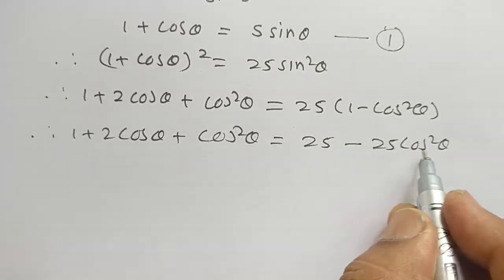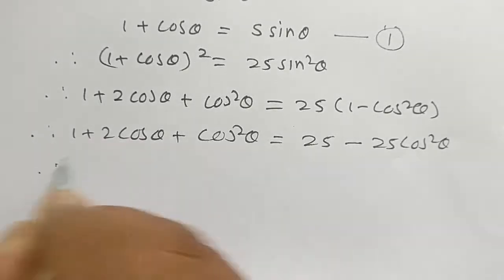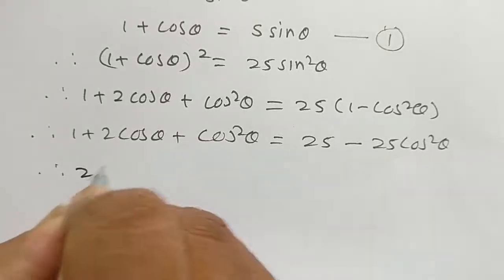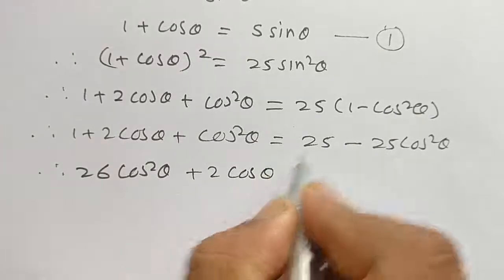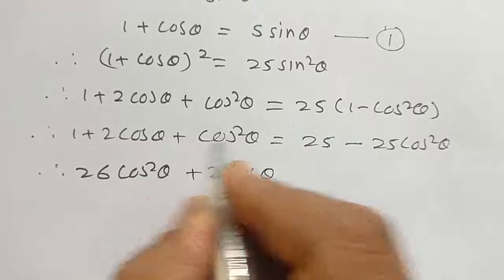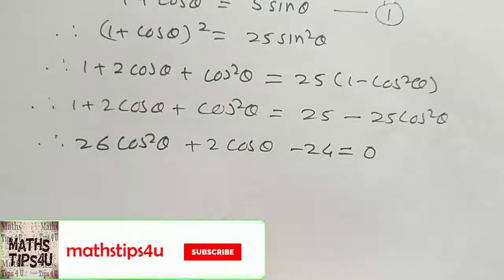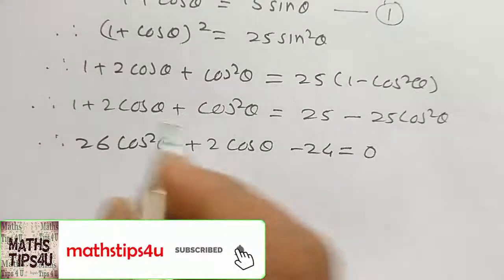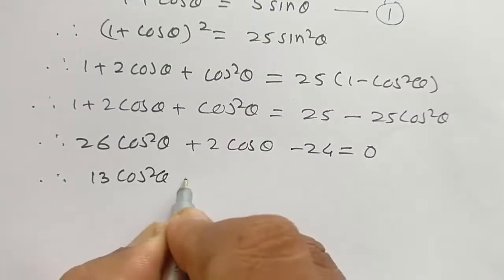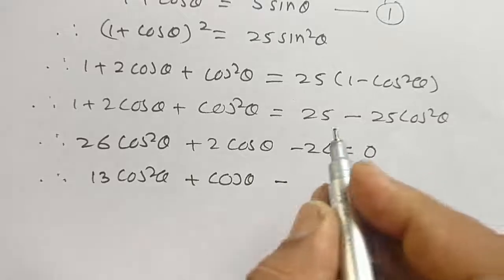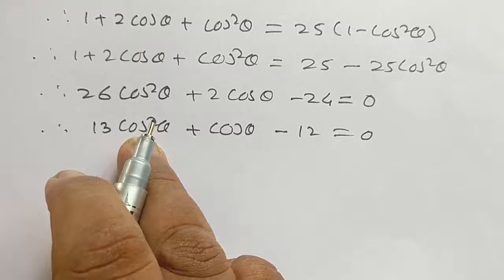Taking 25 cos square theta to the left hand side, it becomes plus. So, cos square theta plus 25 cos square theta is 26 cos square theta, plus 2 cos theta. Taking 25 to the left hand side, it is minus 25. 1 minus 25 is minus 24, equal to 0. We can take 2 common and cancel, that is 13 cos square theta plus cos theta minus 12 is equal to 0. This is a quadratic in cos theta.